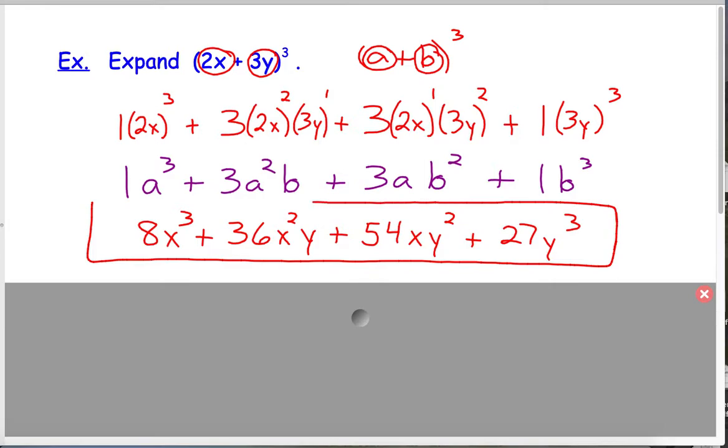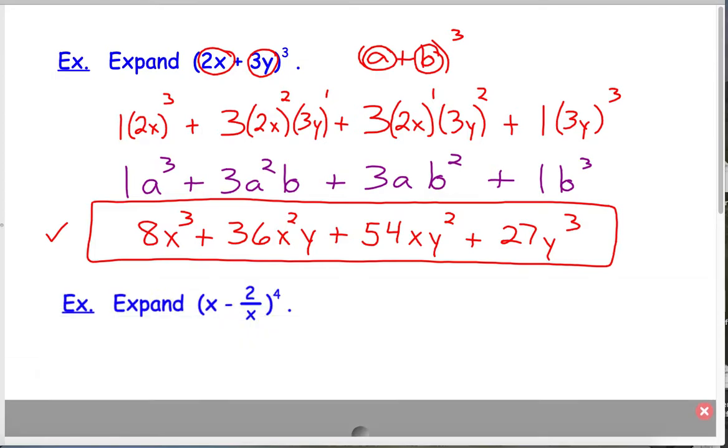So once you get a handle on the coefficients from Pascal's triangle and the patterns with the variables, it's pretty easy to do this. And I wrote out more than I would have if I were just figuring it out on my own. You could multiply this quantity out by itself 3 times, and this is what you would get. But what if it was 4 times, or 5 times, or 8 times, or 9 times? You wouldn't want to keep multiplying it out. It would take forever. But following the pattern makes it a lot easier. Let's try one more.